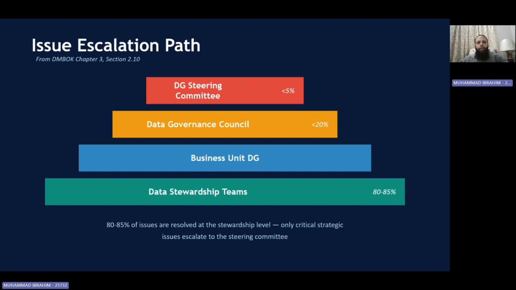This is incredibly important for two reasons. First, it shows that empowered stewardship teams are the backbone of effective data governance. If you invest in your stewards, you solve most problems before they become big problems. Second, it shows that governance does not have to be bureaucratic. If 85% of the issues are resolved locally, governance is actually making things faster, not slower.